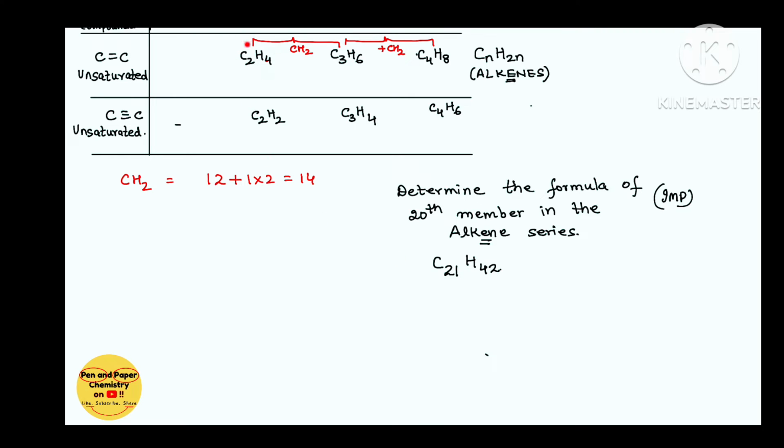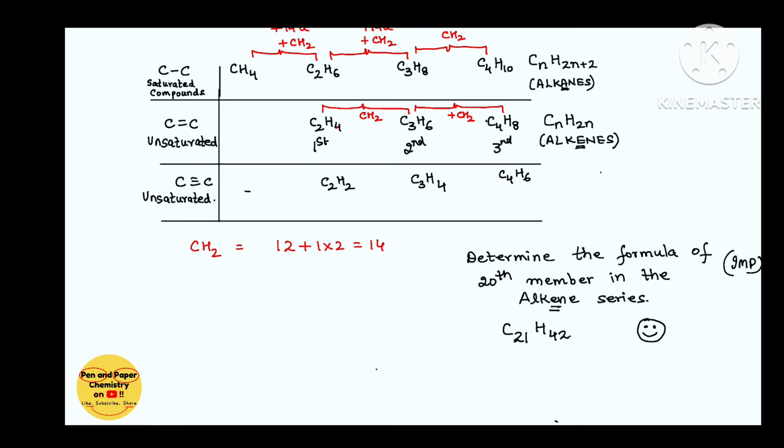Because your first member here, this is the first member, this is the second member, this is the third member. Look at the number of carbon atoms. First alkene has two carbon atoms, second alkene has three, and so on and so forth. If you got the answer right, please post a smiley in the comment box.